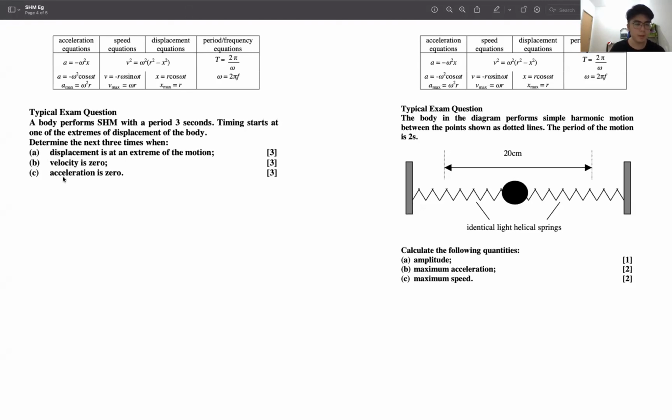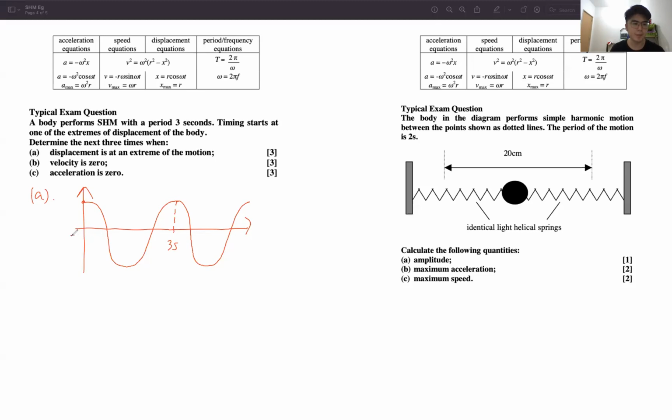Okay, for the first one, find the next 3 times when the displacement is at an extreme of the motion, right? So it will be easier if we can draw a graph. It says that a body performs SHM with a period of 3 seconds. That means until here it's 3 seconds, starting at the extreme. The next 3 times when the displacement is at an extreme of the motion.